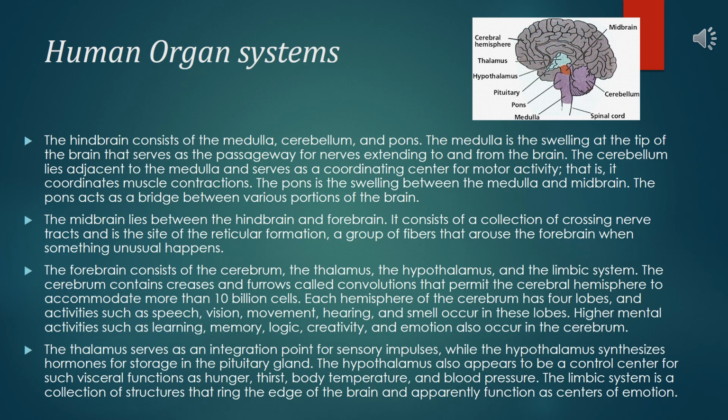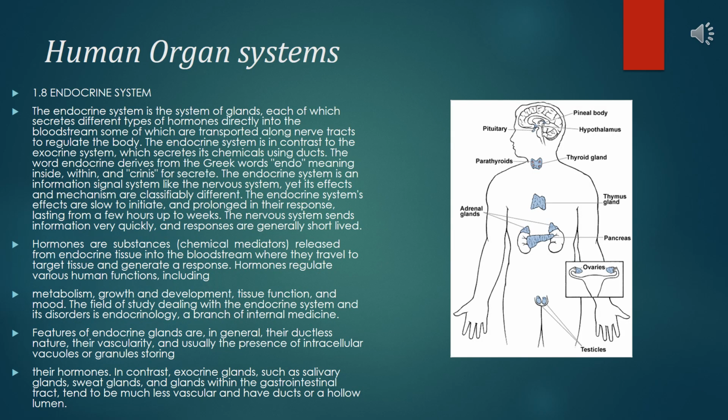The thalamus serves as an integration point for sensory impulses. While the hypothalamus synthesizes hormones for storage in the pituitary gland, the hypothalamus also appears to be a control center for such visceral functions as hunger, thirst, body temperature, and blood pressure. The limbic system is a collection of structures that ring the edge of the brain and apparently function as centers of emotion.